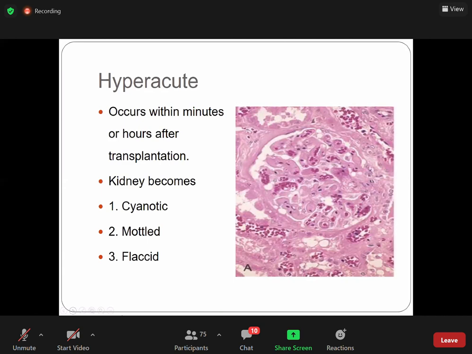Okay, this is the morphology of the acute rejection of a transplant kidney, which becomes cyanotic and mottled. This is the rotation of the vessel, so it becomes flat and mottled, with cytic infiltrates of white cells and other red cells. These are the morphological changes in renal rejection.